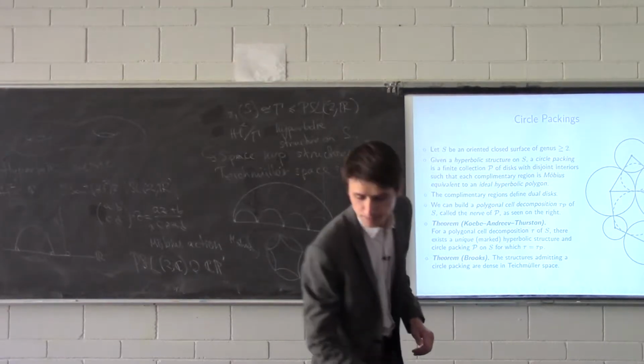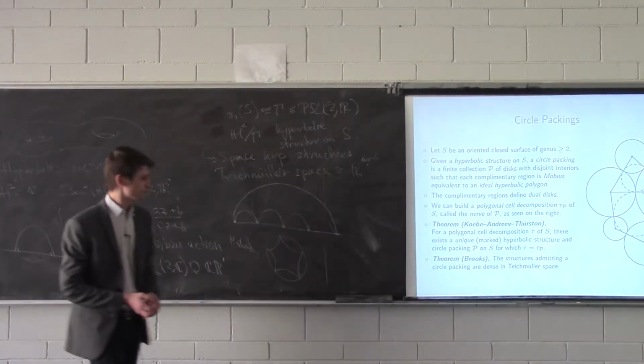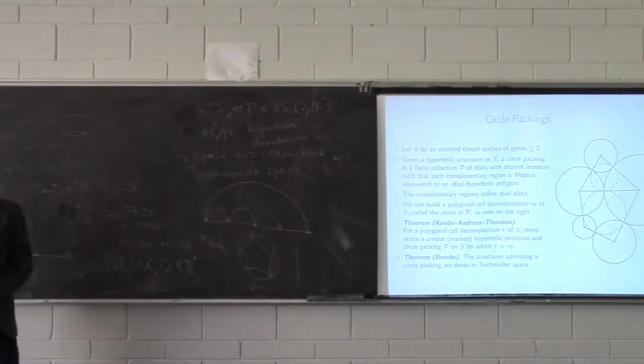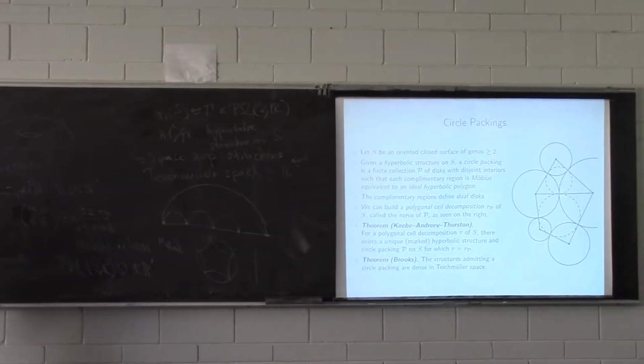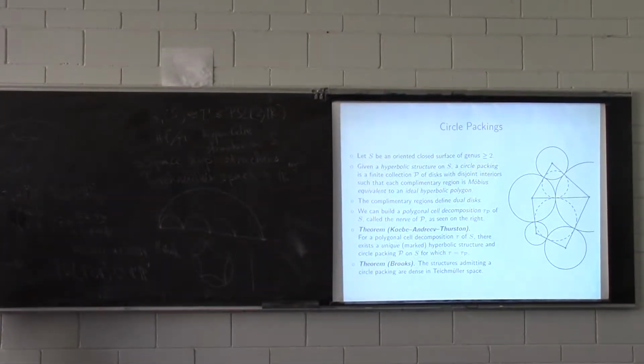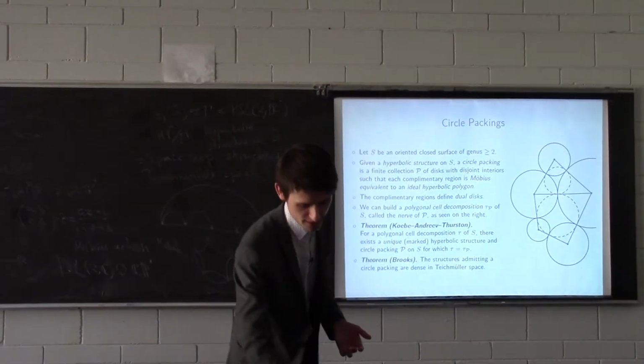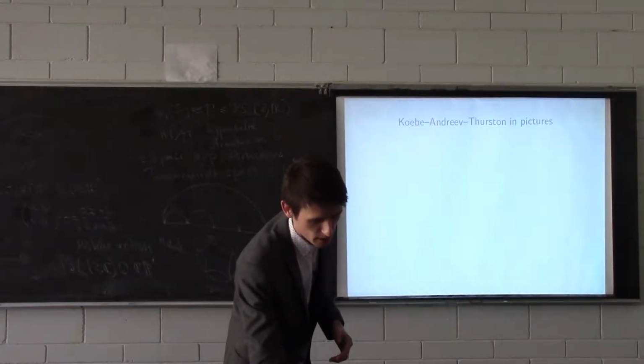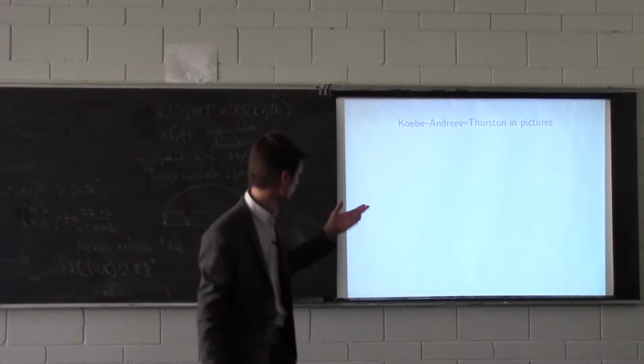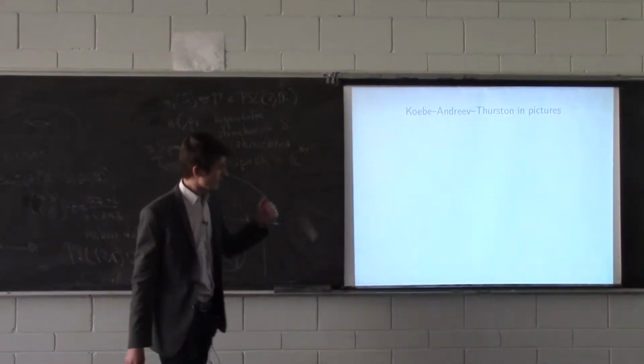So the theorem of Brooks is saying that if you take all the polygonal decompositions, then you get a dense set. Exactly. So I wanted to put the word Teichmüller space in the first slide. It's a cool thing. So let me give you a motivation of why the Koebe-Andreev-Thurston theorem is actually cool.